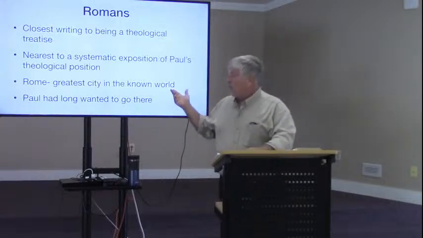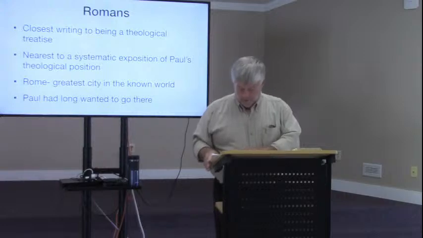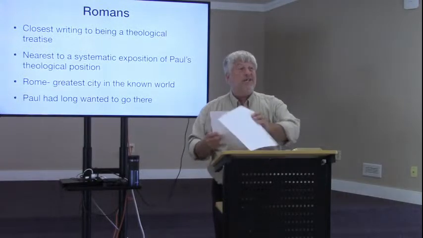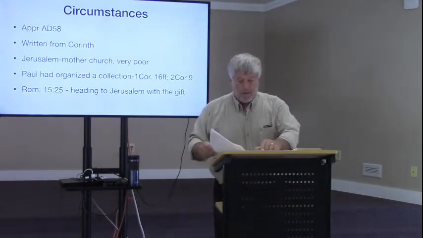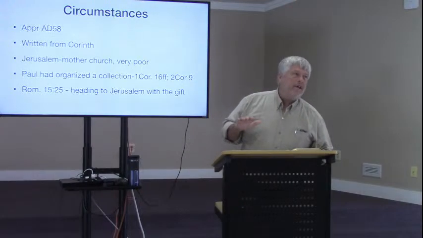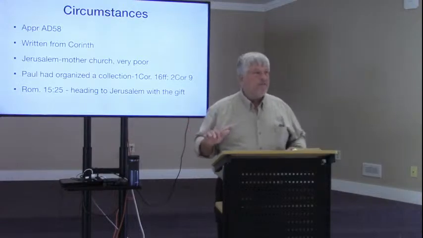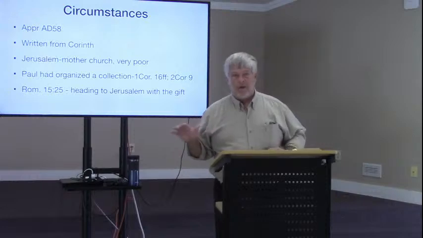He's writing to the church in Rome because Rome is the greatest city in the known world. And Paul has long wanted to go there, we know that, because he tells us that. What are some of the circumstances at the time? We are somewhere around AD 58. Different people place the writing of this between 56 and 58. Most people were thinking late 57, early 58.